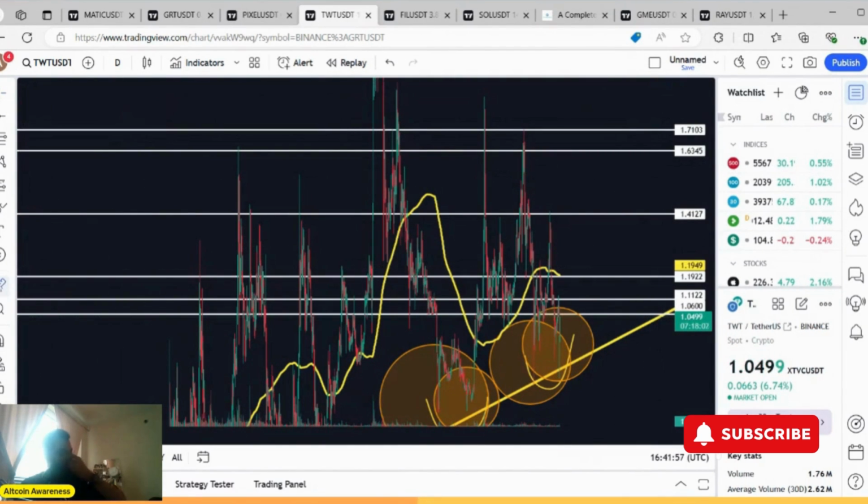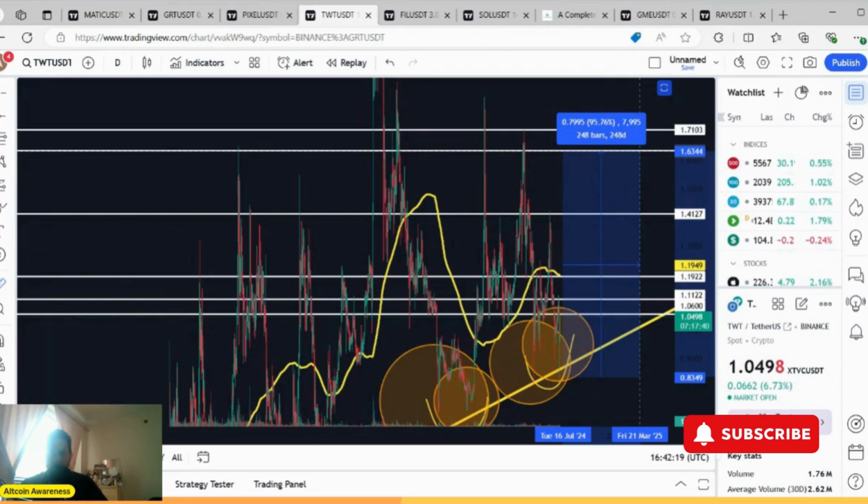Okay. Let's look at the measured moves. From the current levels all the way up to the first target is a 26% move. Second target, 32% move. Third target, 43% move. Fourth target, 68% move. Fifth target, 95% move. Sixth target, over 100% move. Okay, so you can double your money here.